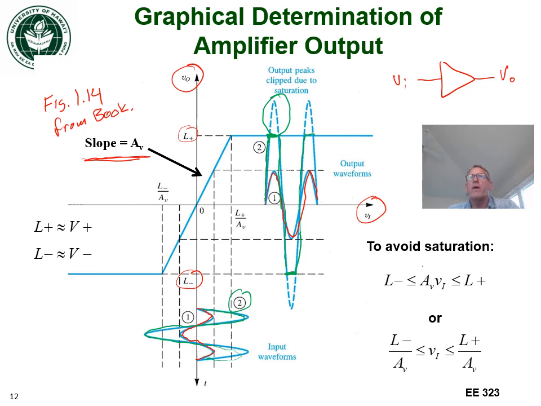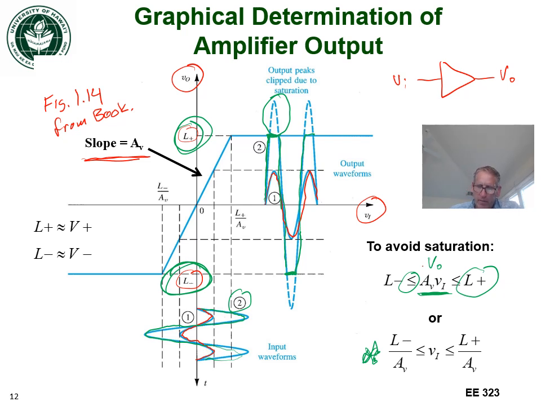And so to avoid this situation, we need our voltage gain times the input voltage, in other words, the output voltage, this is Vout, to be greater than L minus, and we need it to be less than L plus, the maximum positive voltage. In other words, we can write that Vi must be greater than or equal to L minus divided by Av, and less than or equal to L plus divided by Av, as shown in the bottom equation here.